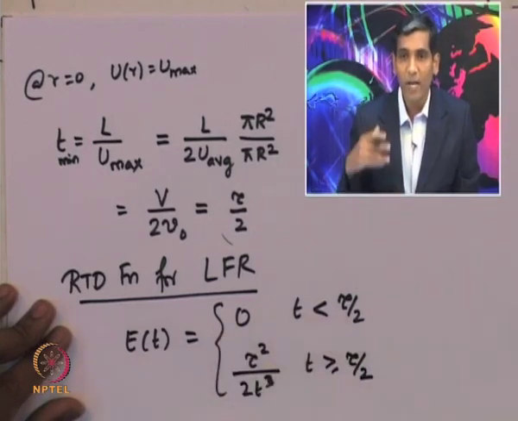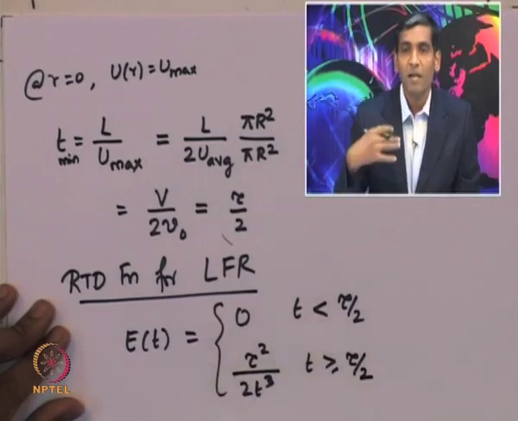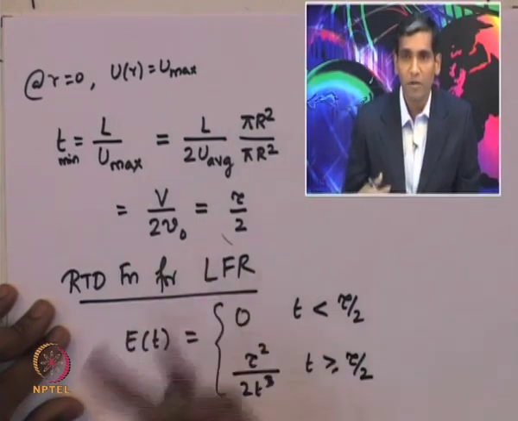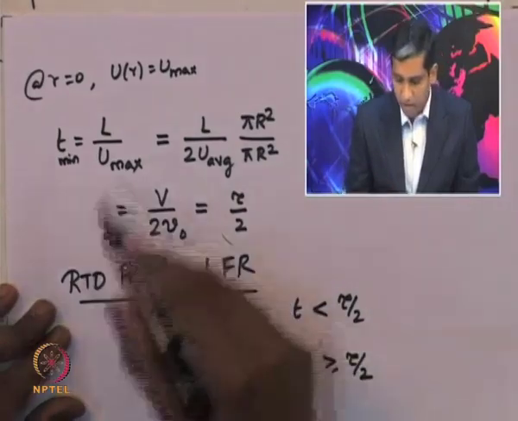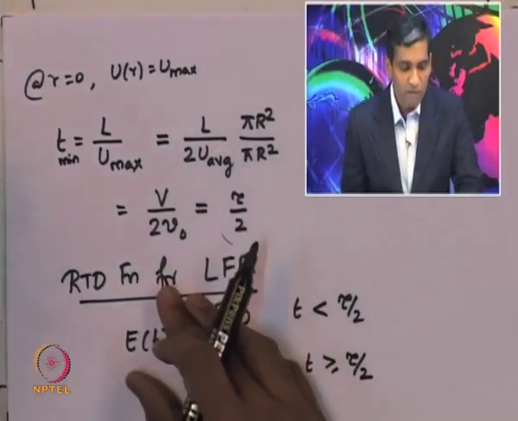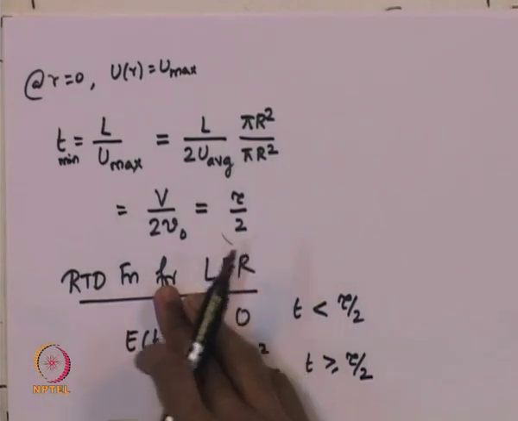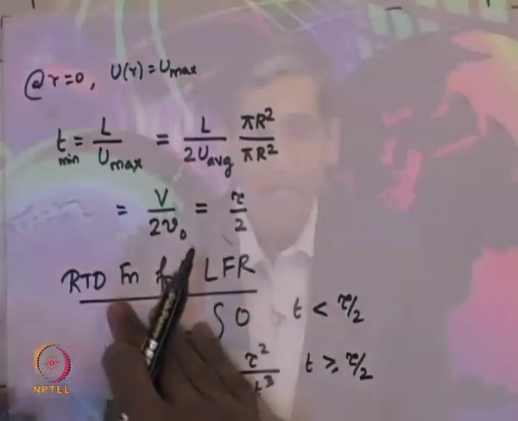So, this is a nice example of how to find the residence time distribution function for a real reactor. Such a method can be employed to find the residence time distribution of any reactor where the dispersion is not present.